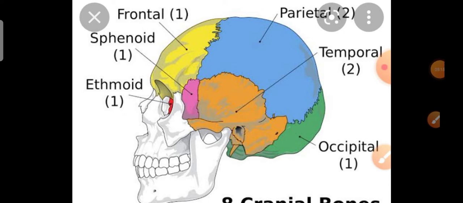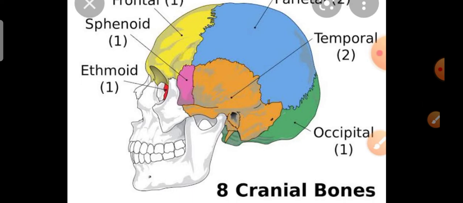So cranial bones. The cranium is the brain box. Okay, this box covers the brain. It will give security for the brain of the human body. So this cranium is covered by eight flattened bones. Those are the cranial eight bones.